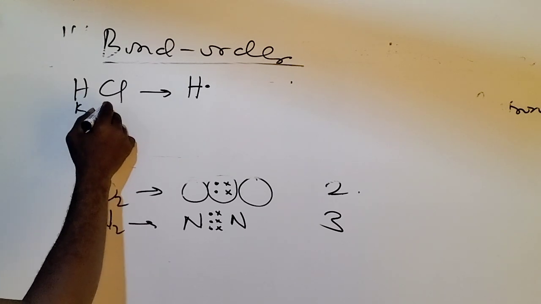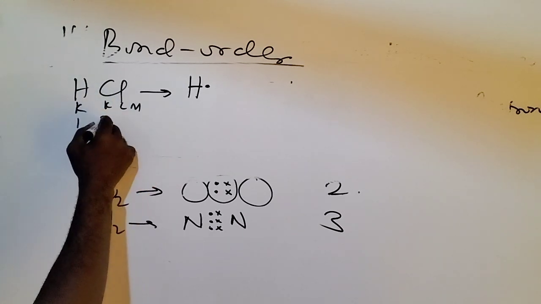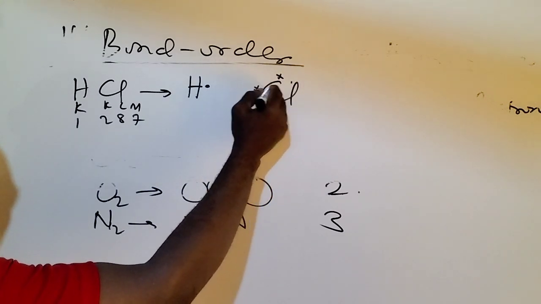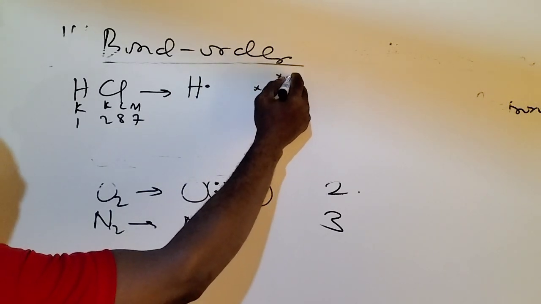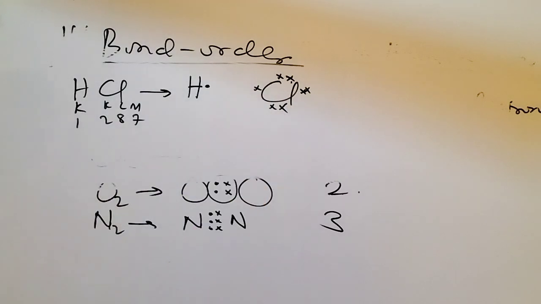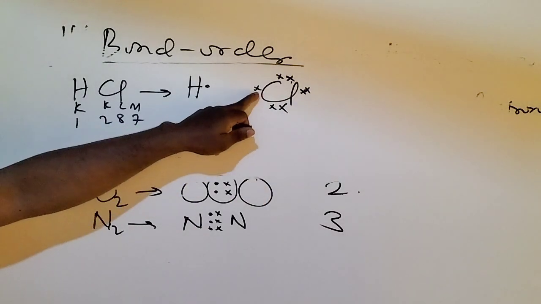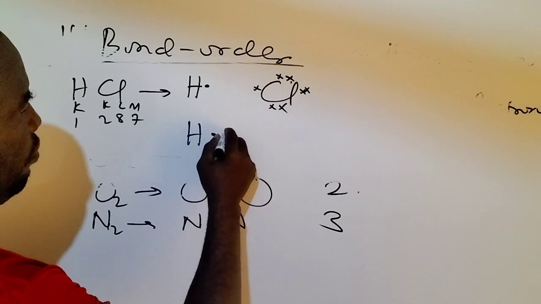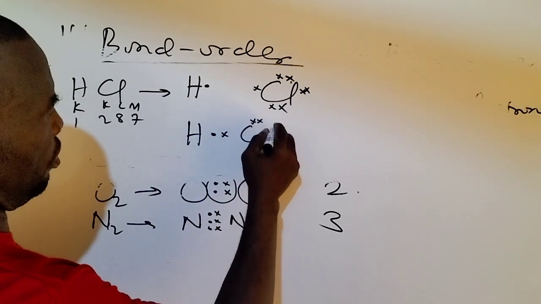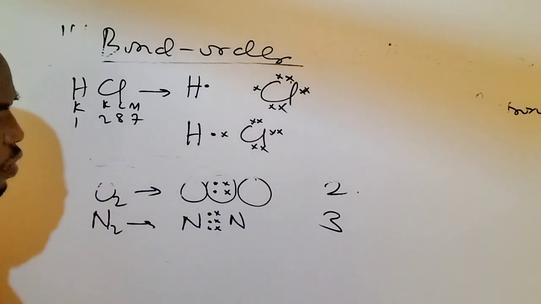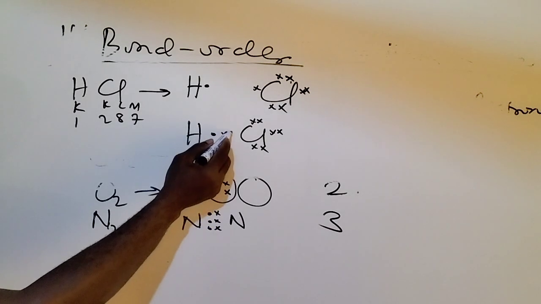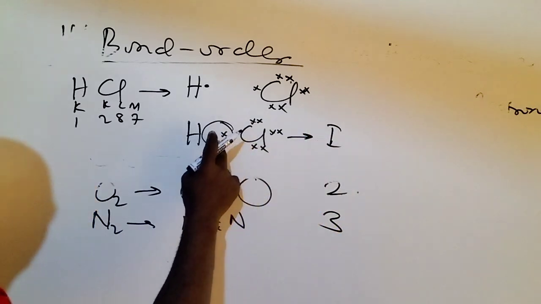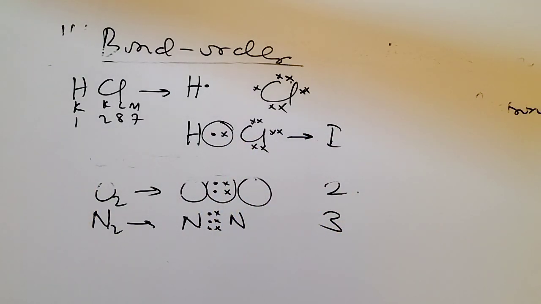Then the atomic number of chlorine is 17. That is 2, 8, 7. The Lewis structure of chlorine shows 7 electrons in the outer shell. So bonding, this requires 1, this needs 1. So in the bonding, each of them contributes 1 electron. So what is the bond order of HCl? 2 electrons, a pair, is shared. The bond order of HCl is also 1, meaning a pair of electrons is shared between the two atoms.